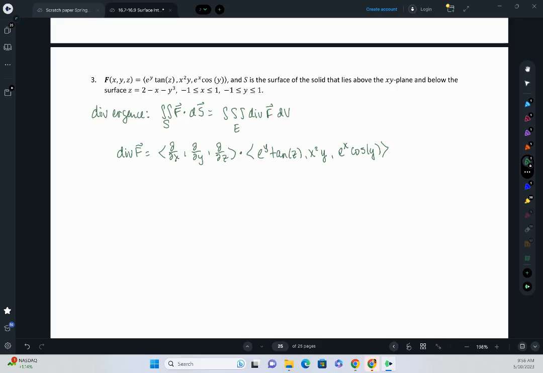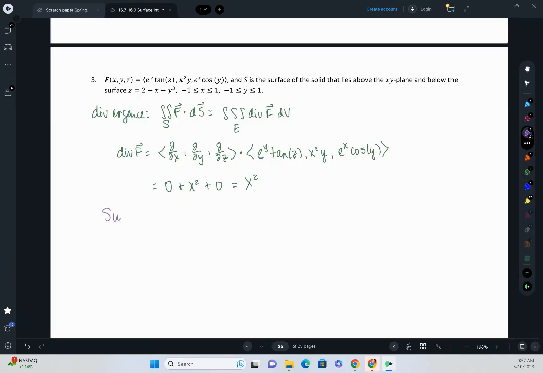And so when I take my derivatives, the derivative with respect to x of the first component is 0. The derivative with respect to y of the second component is plus x squared, and the derivative with respect to z of the third component is 0. So my final divergence value is just x squared. So much nicer than the actual vector field itself.